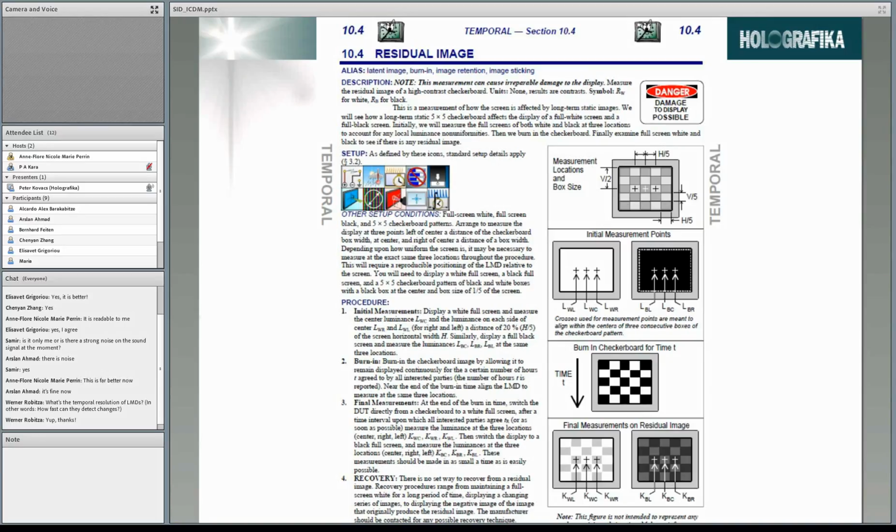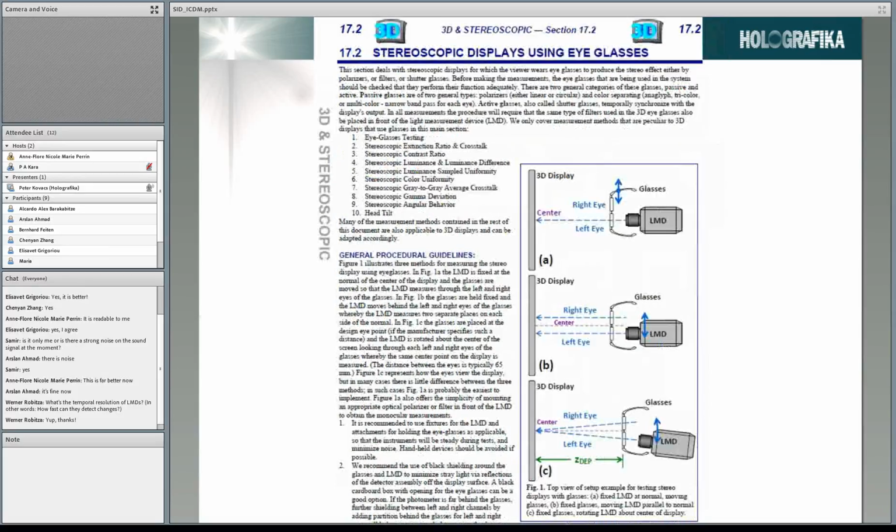But there are other kind of interesting measurements, like how much weight can a display handle on the screen surface and so on, which might be of interest in some use cases at least.